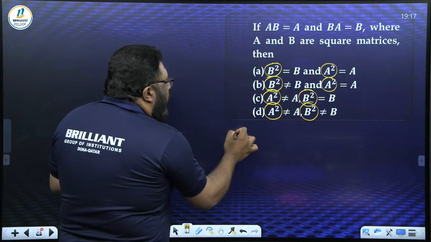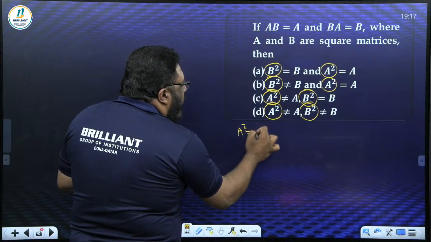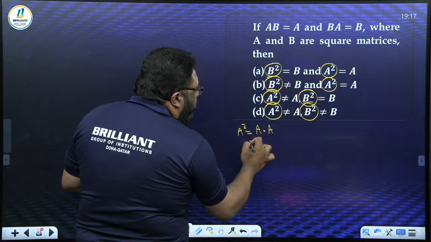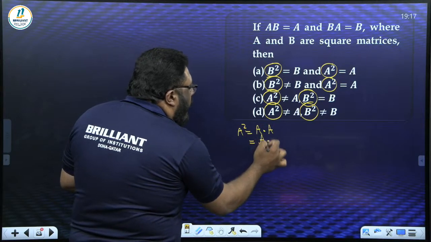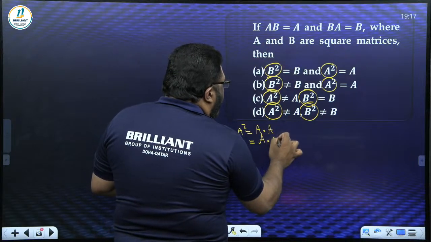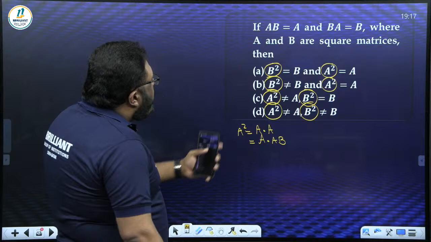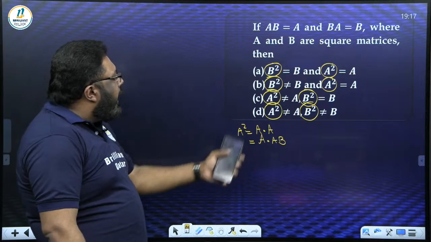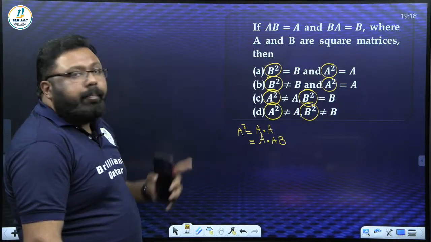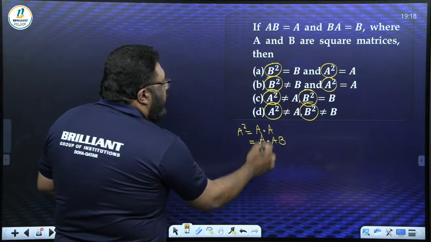Okay, now let us try to find what A squared is. A squared is normally A into A, yes. But A, according to the question, is AB. Right? A according to the question is AB. So I can write A squared as A into A, that is equal to A into AB. Correct? Let us continue like this.